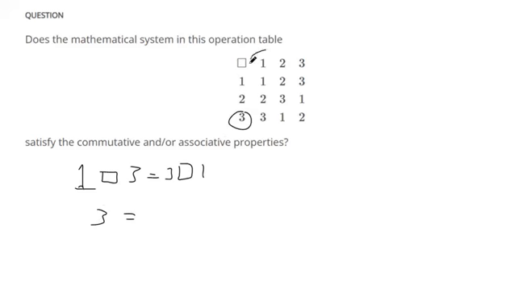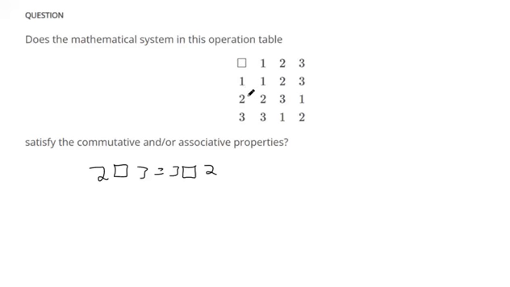If it doesn't work for even one combination, then the whole thing, it doesn't have the commutative property. 2 in the row, 3 in the column gives us 1. 3 in the row, 2 in the column, that gives us 1. Working, okay? Is there anything else? No, I think it's everything. Okay, so it obeys the commutative property.